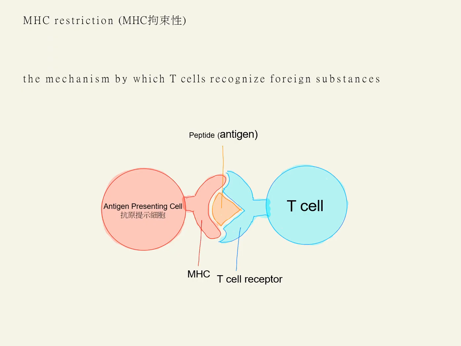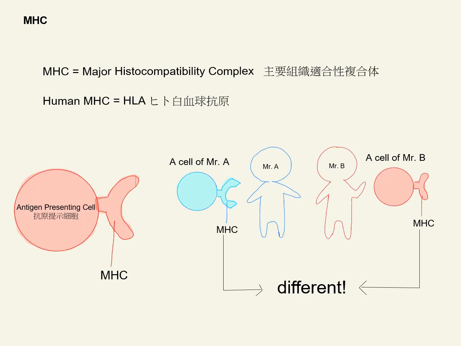To briefly explain MHC restriction, it is the mechanism by which T cells recognize foreign substances. When MHC is compatible and antigen is recognized, T cells are activated and immune responses occur. T cell receptors, TCR, exist in T cells to recognize foreign substances. Each T cell has only one type of TCR.